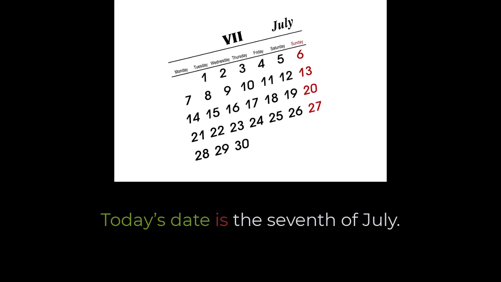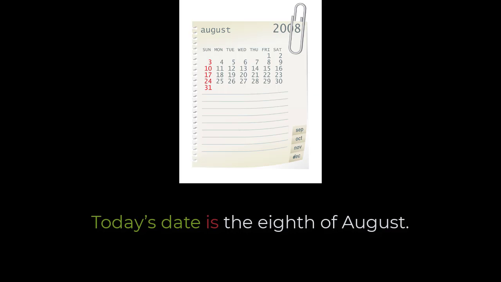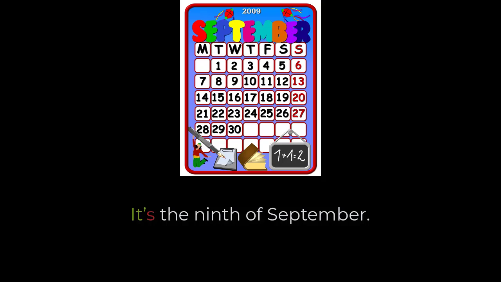Today's date is the 7th of July. Today's date is the 8th of August. It's the 9th of September.